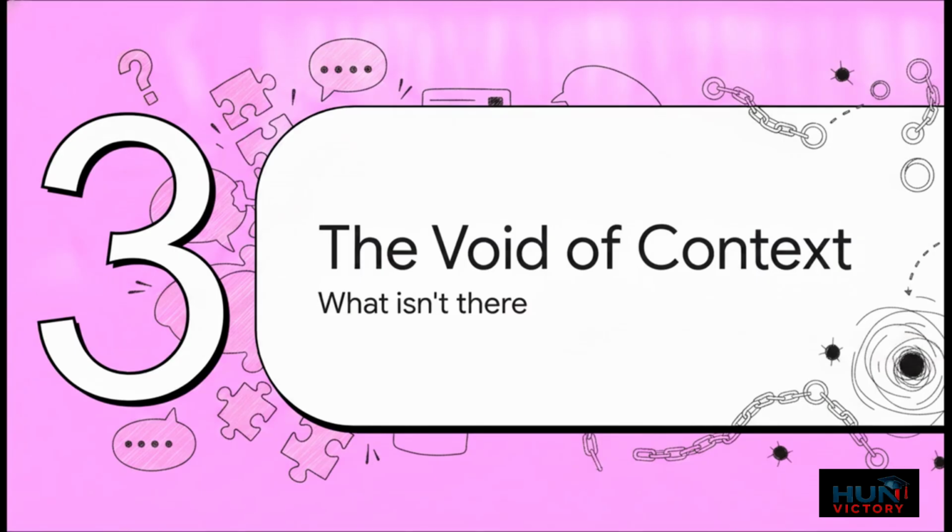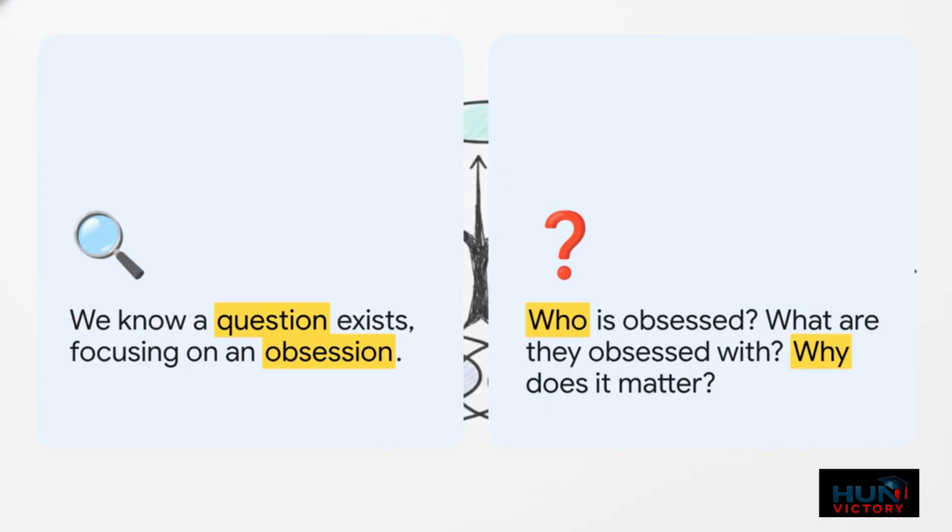Section 3. The void of context, or what isn't there. There's just this massive imbalance to the inquiry. On one hand, we've got this tiny sliver of textual evidence, what we actually know. We know a question exists, and we know it centers on an obsession. But then contrast that with the vast echoing void of what's missing, which is, well, almost everything. Who is obsessed? What are they obsessed with? Why does it even matter to the author? We are completely severed from any surrounding context. And honestly, that missing space becomes just as loud as the words themselves.